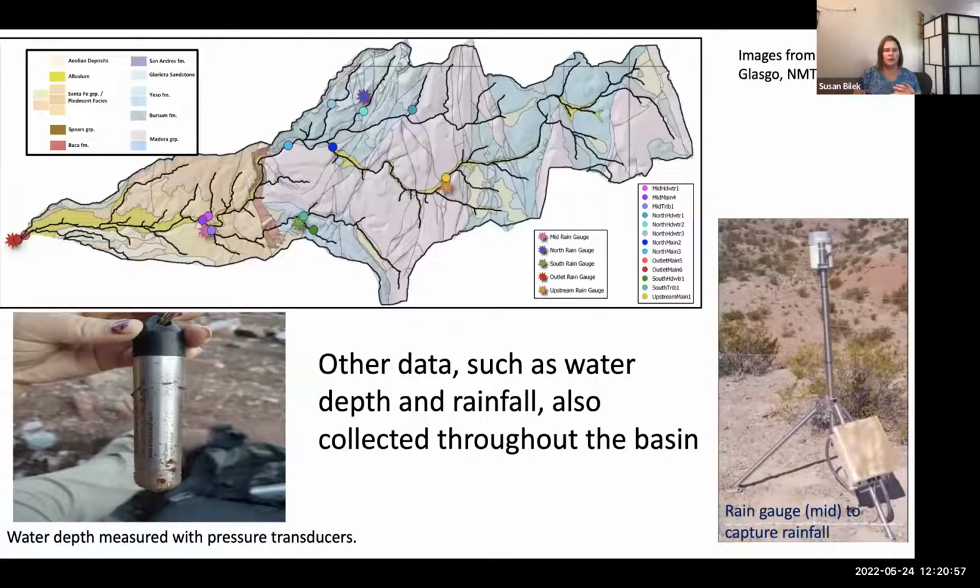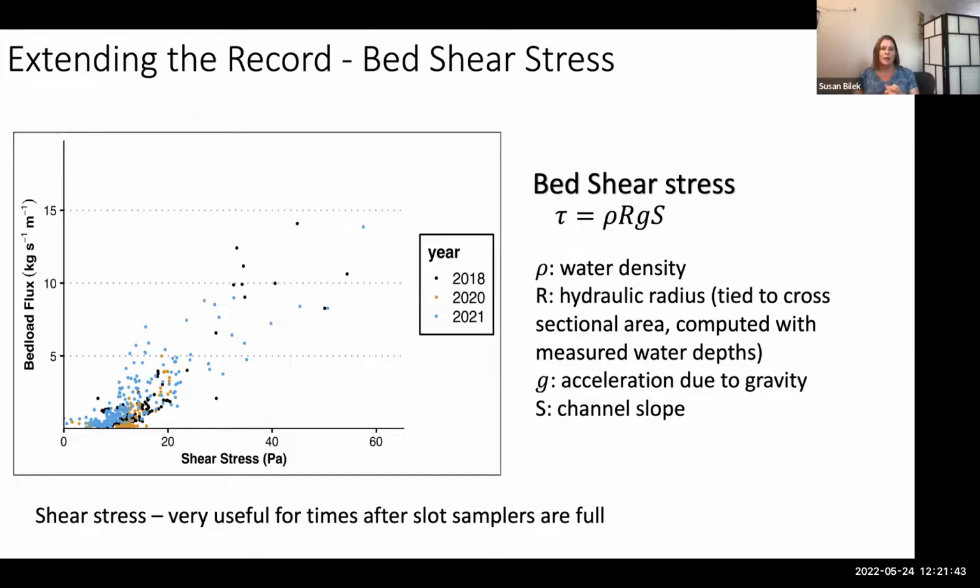So in addition to the data collection at the outlet station, we also collect other data upstream. We have water depth or water level data collected with pressure transducers, which are the little dots that we have throughout the basin. We also have various rain gauges upstream so that we can get the amount of rainfall. That data is also collected through the basin. We also capture radar images of the storms, and we have quick moving graduate students who get out there to help us capture other data such as video during actual floods, so we can capture the material that's actually flowing and being deposited as it falls into our slots.